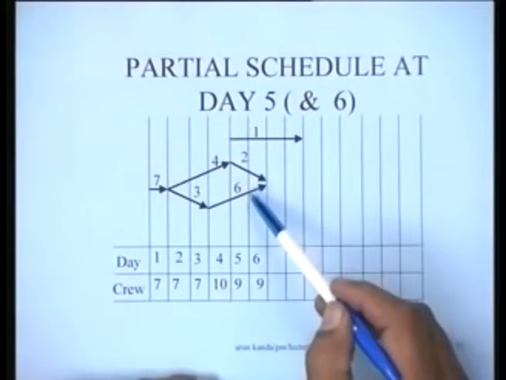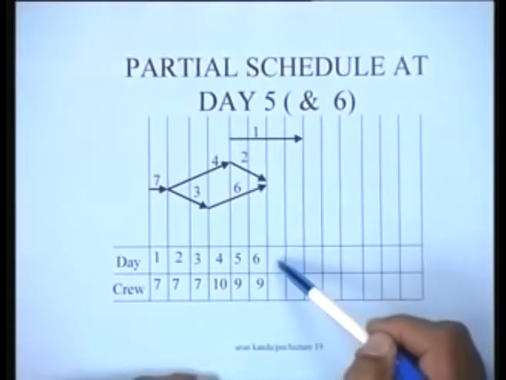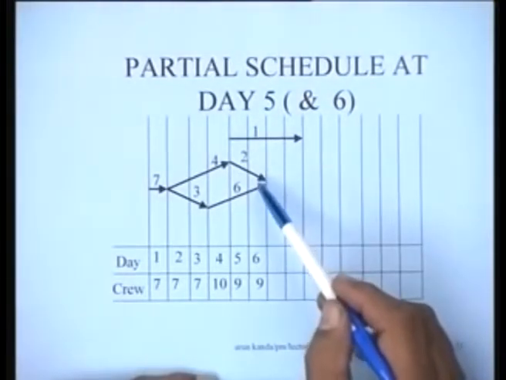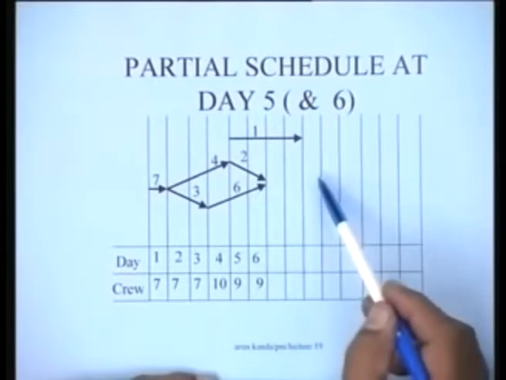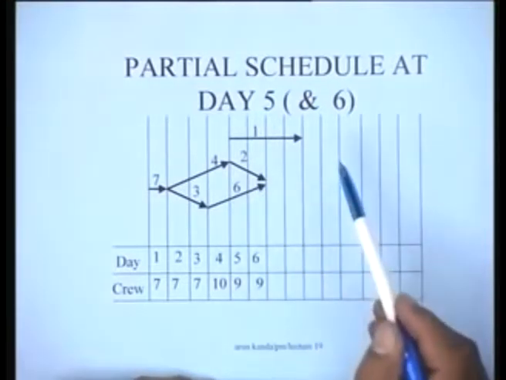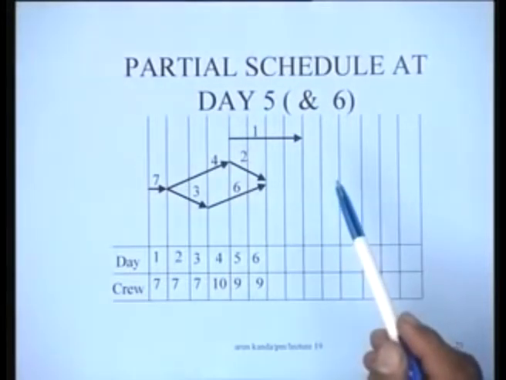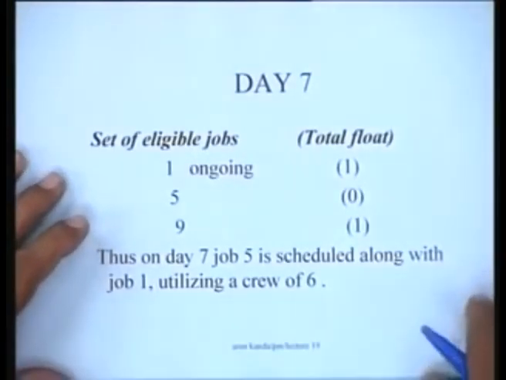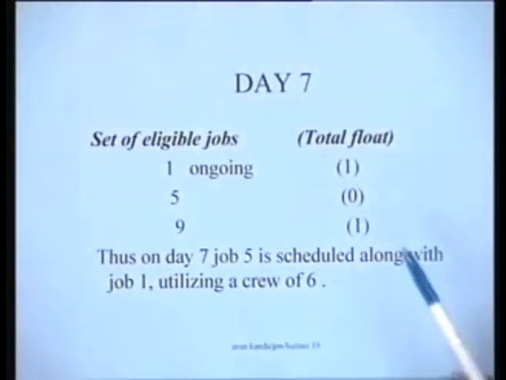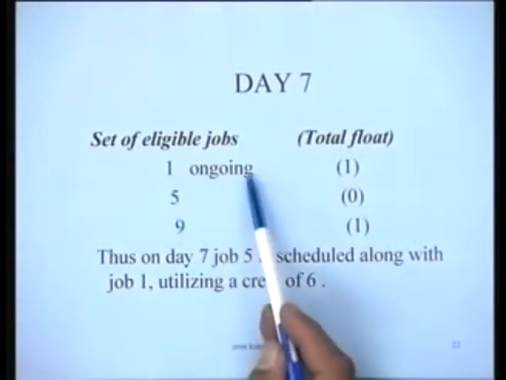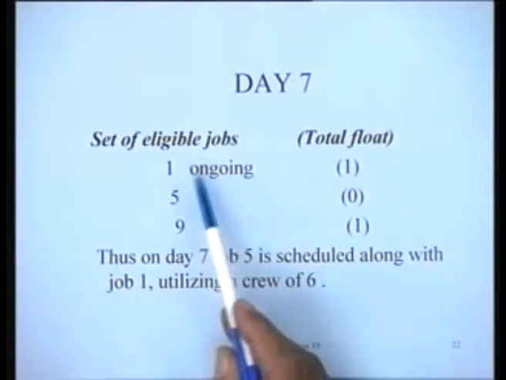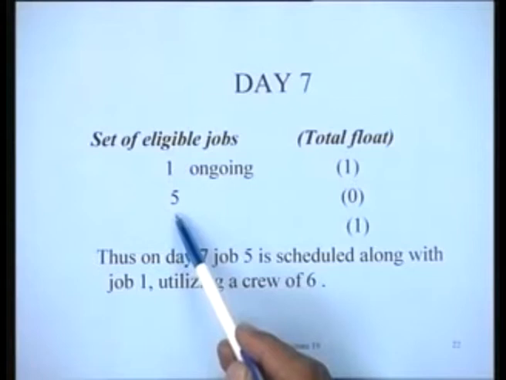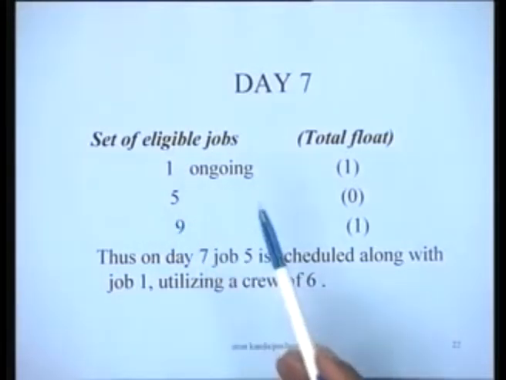Now when 2 and 6 are completed on the 7th day, we would find that the successor to job 2 and 6, job 9, would also become a candidate for placement, right. So let us see how that happens. So let us update the list on day 7. Look at day 7. 1 is ongoing. It's good to write down ongoing here because that tells you that these resources are already committed and you have only 9 more resources to accommodate the other jobs.